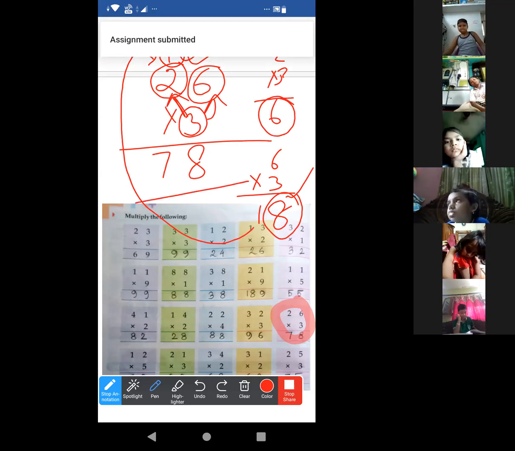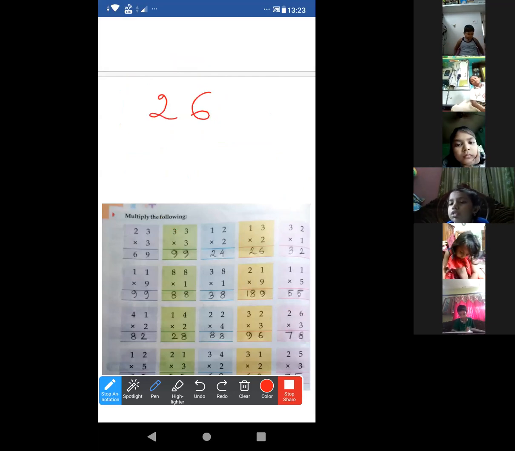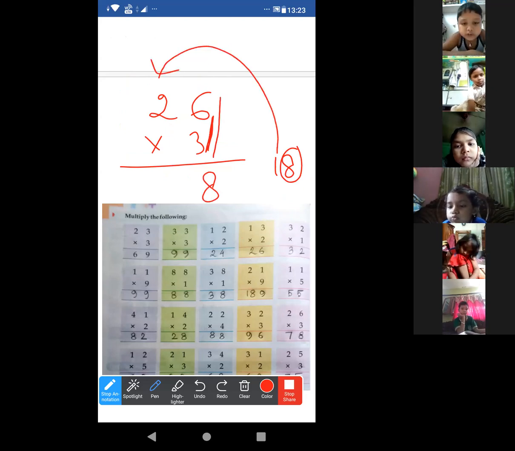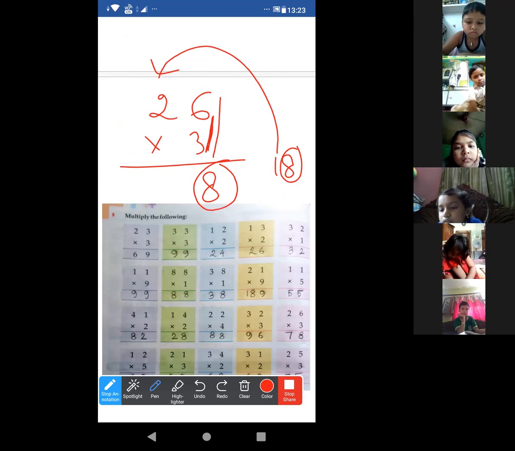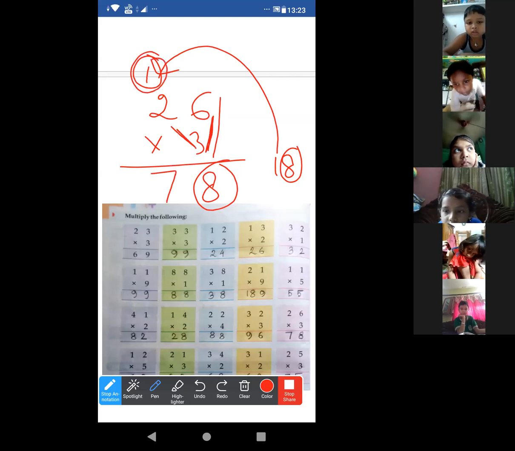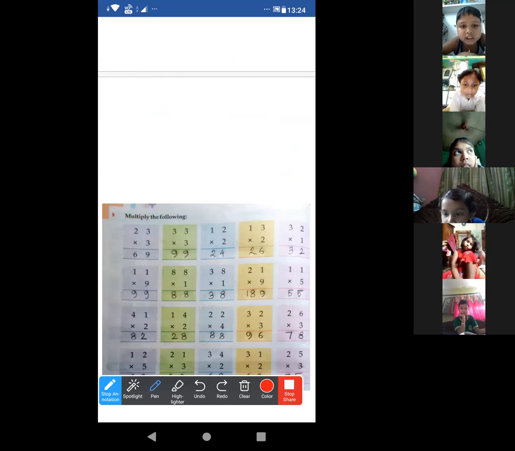Again, let me explain this one. 26 multiplied by 3. Look, 3 6s are 18. So we have to put 8. Just like addition. If we are adding, after putting the ones place, the tens place will be carried forward in tens place. The same thing, okay? Is it clear to all of you? Okay, now 3 2s are 6 plus this one. It will be 78. Okay, now let me check this carry forward multiplication.